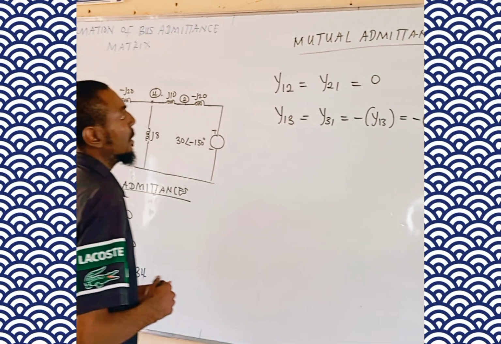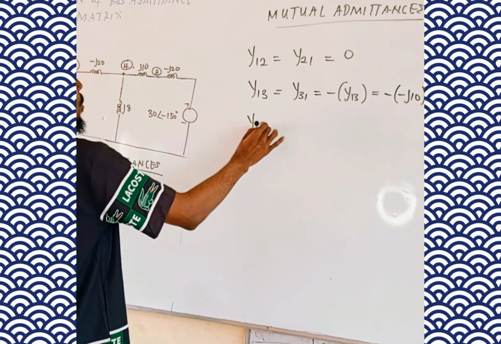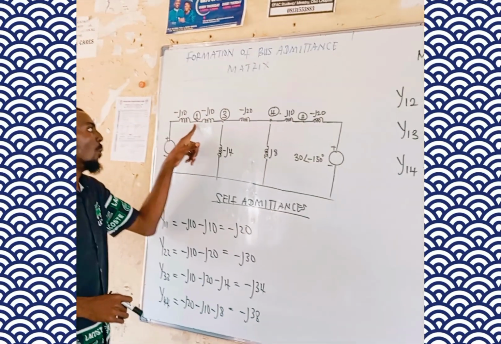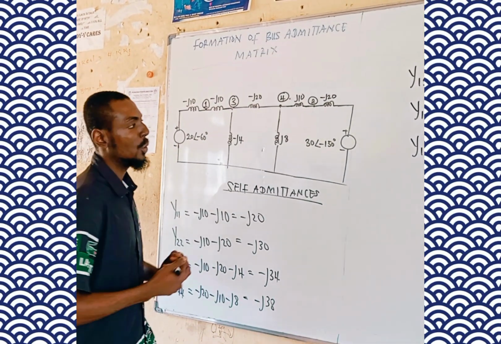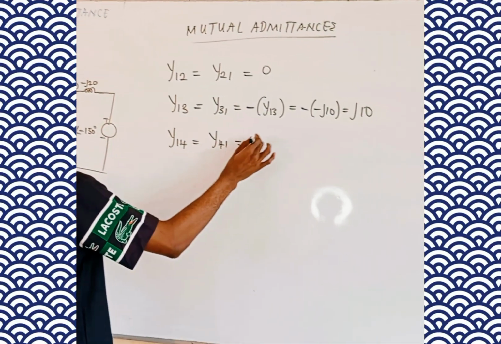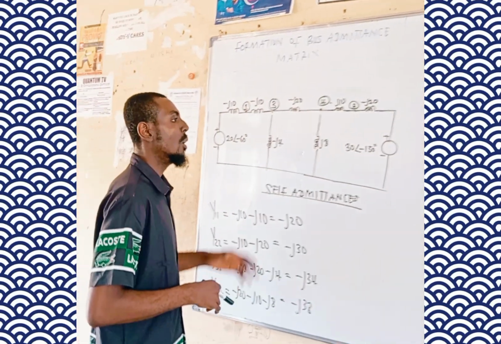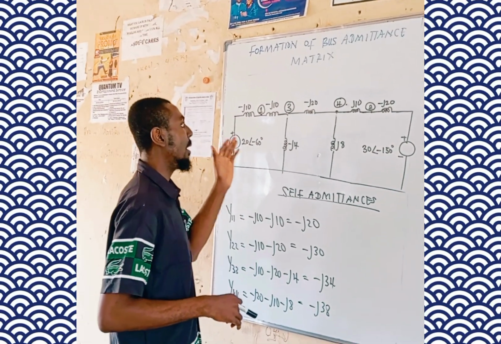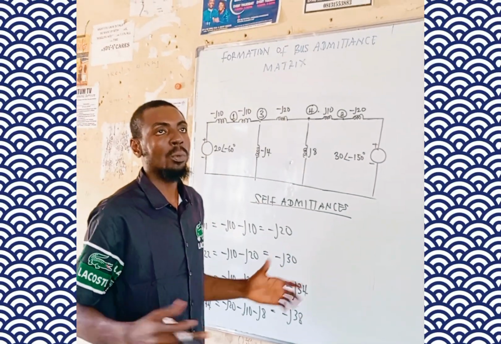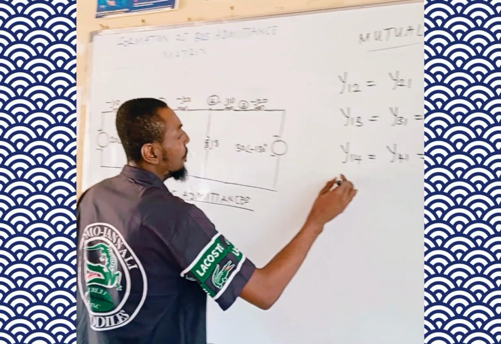Then the next mutual admittance is y14. Actually, is bus 1 connected to bus 4? No, 1 is not connected to 4. So y14 is equal to y41, which is equal to 0, because there is no connection between bus 1 and bus 4. So the admittance between bus 1 and 4 is equal to 0.